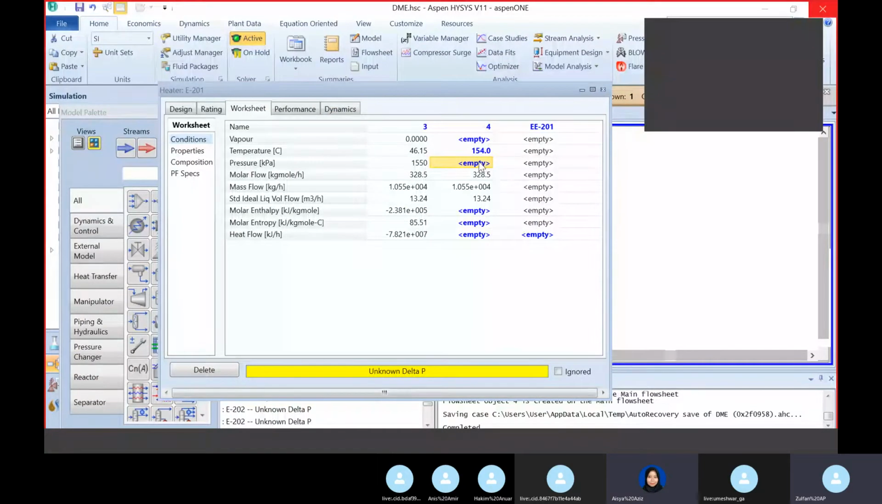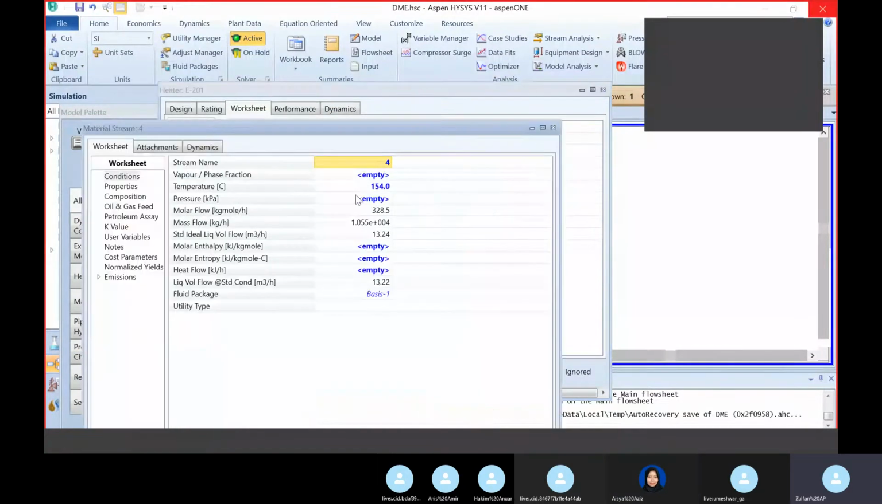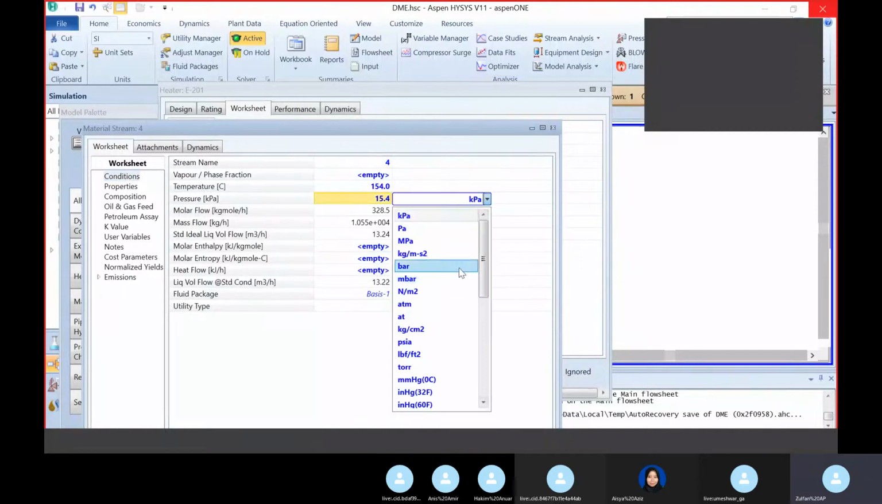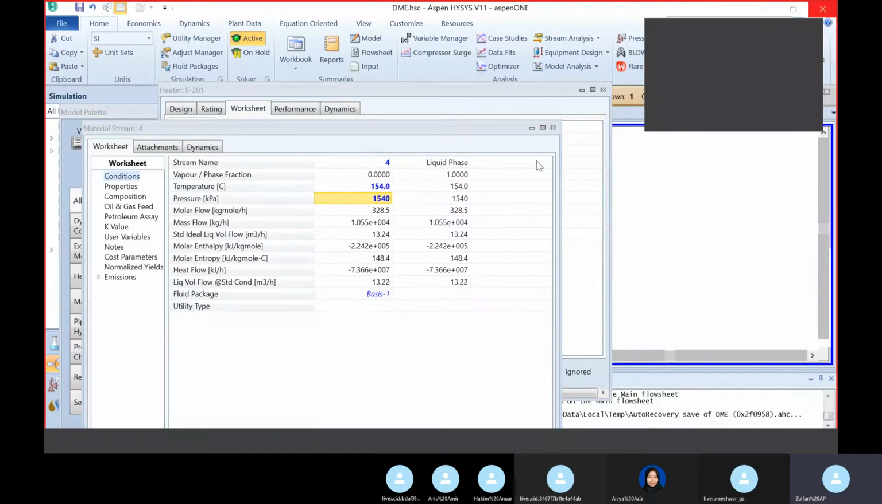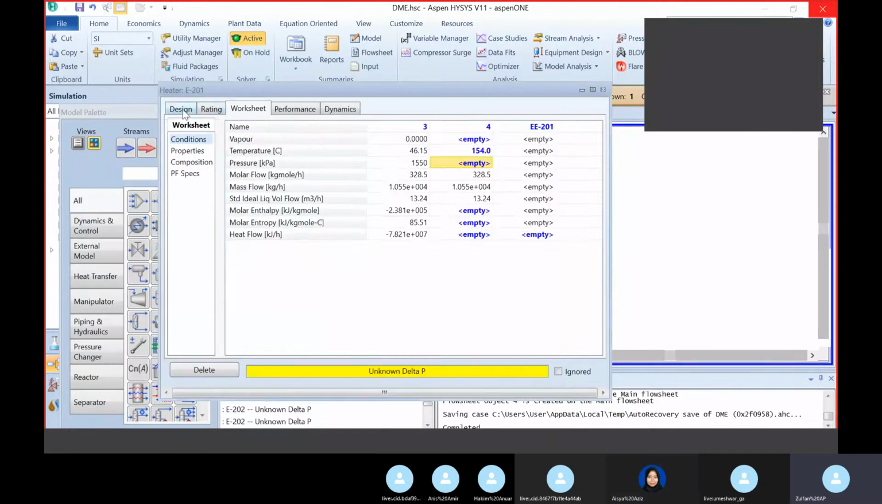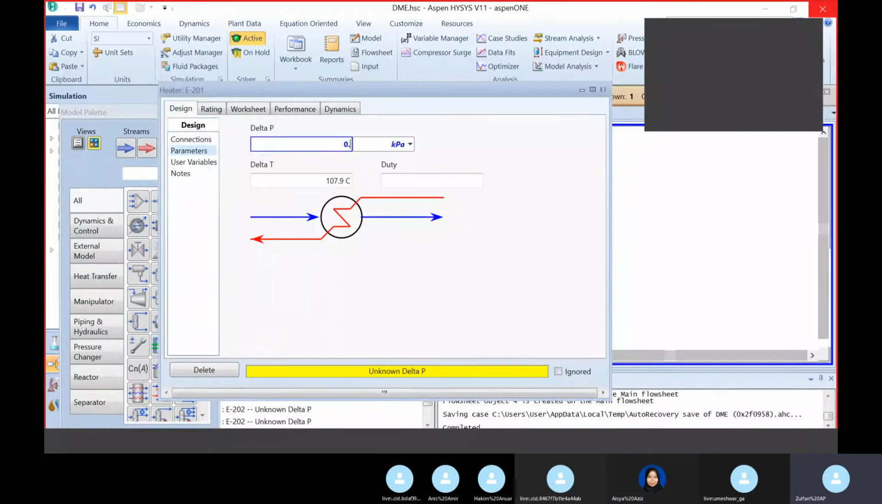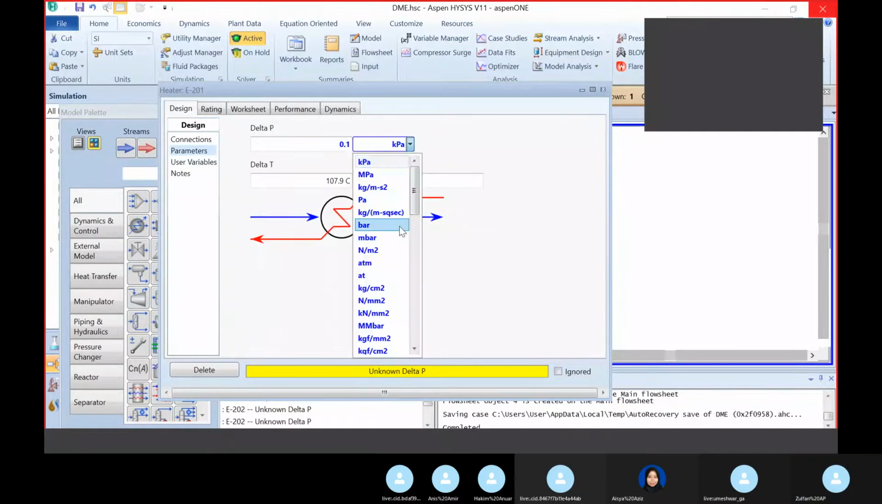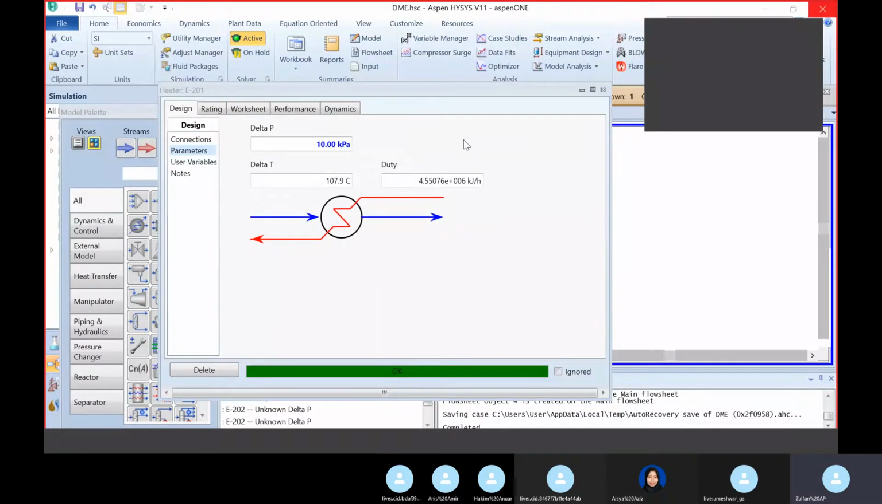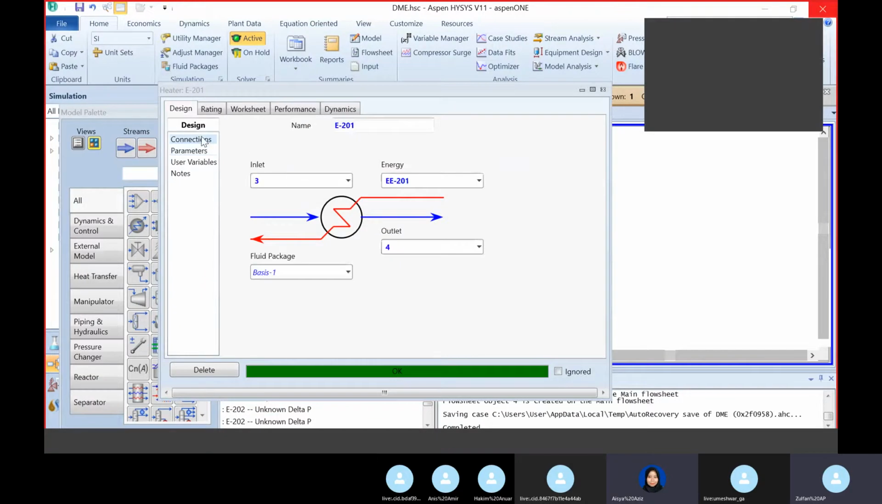Yeah, 0.1 bar. So you can just specify pressure drop. I would prefer the pressure drop rather than the outlet pressure. Okay. And then you go to design parameters and then pressure drop. Yeah. So we got the duty.